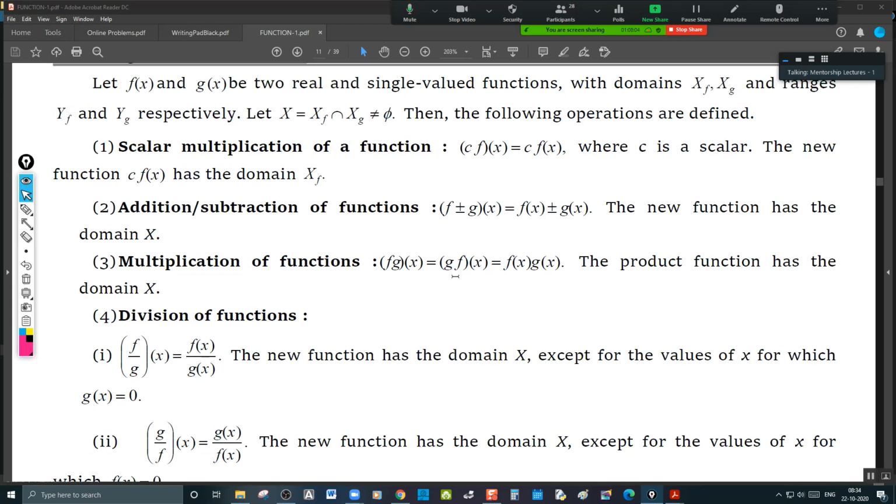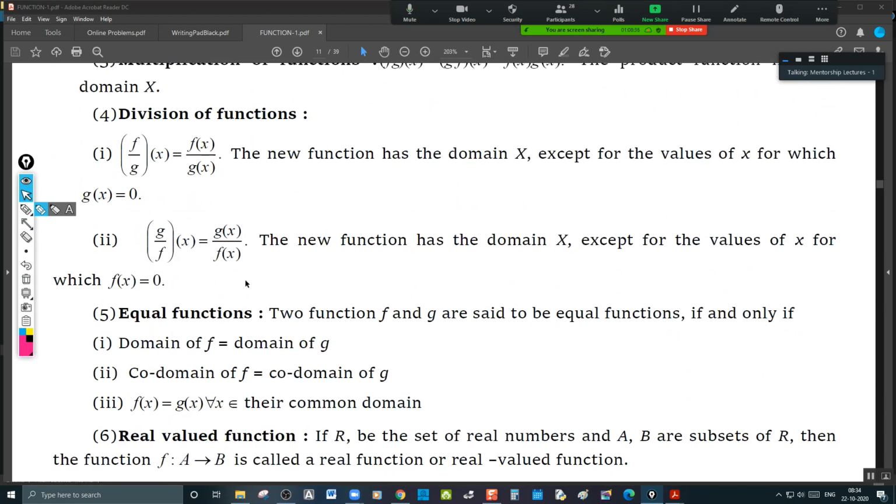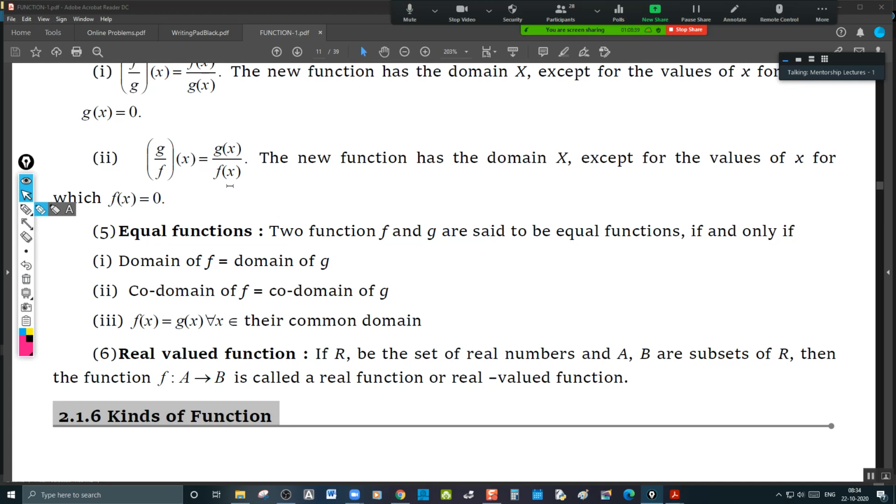Next, algebra of functions: addition and subtraction of functions. It is shown like this: (f plus or minus g)(x) is f(x) plus or minus g(x). And the multiplication of functions, (fg)(x) or (gf)(x), is nothing but f(x) into g(x). And the division formula, (f/g)(x), is nothing but f(x) divided by g(x). And (g/f)(x) is g(x) divided by f(x). That is about the algebraic operations.